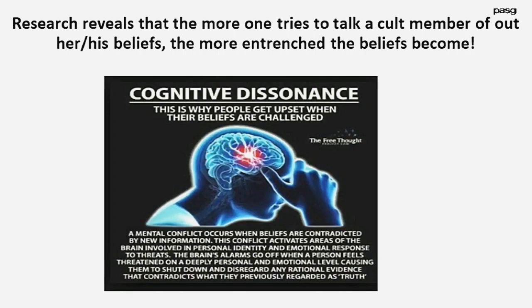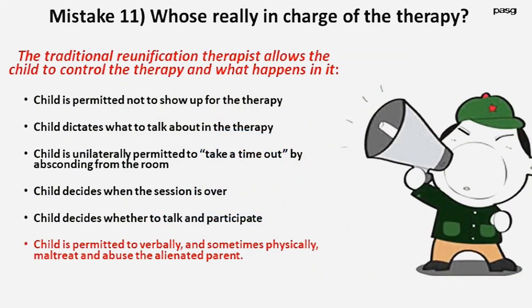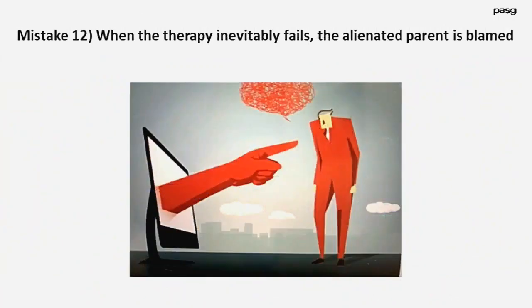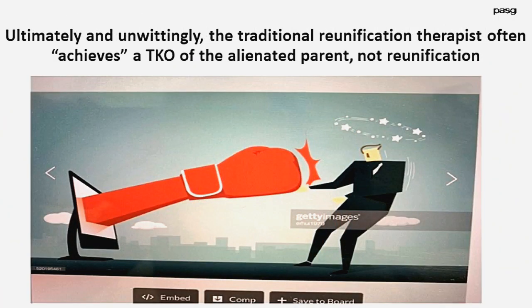This also bothers me. Who's really in charge of the therapy? A therapist should not be allowing a child to decide if they're going to come, if they're going to walk out, if they're not going to talk, if they abuse you. This is antisocial behavior being sanctioned by the therapist. And when the therapist allows this to happen and lets your child abuse you, this is not therapy. It's therapist-assisted elder abuse. And then when the therapy fails, inevitably you get blamed.